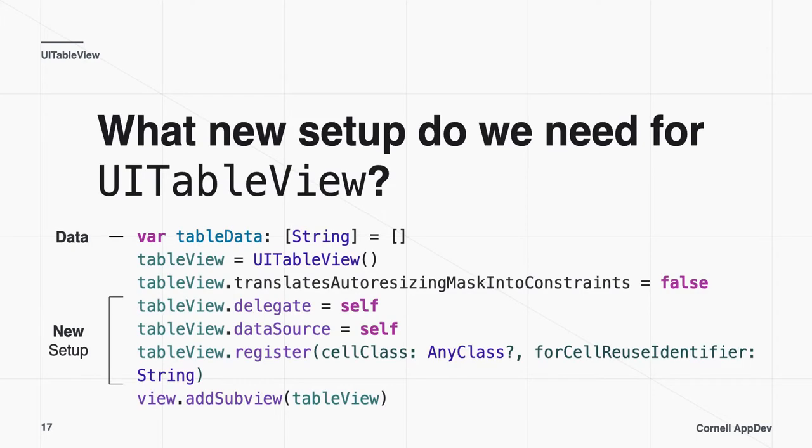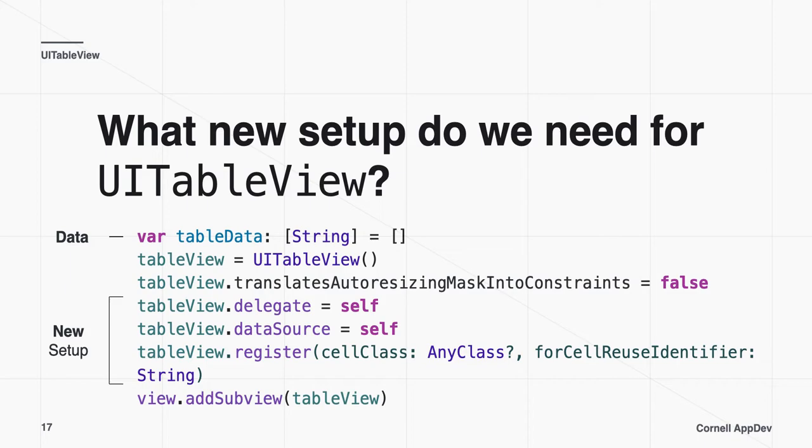And then there are a few extra things you need to set up for a UITableView. So first, since you want your table view to show some data, usually you have a list of data that you want your UITableView to show. So here is the var tableData.